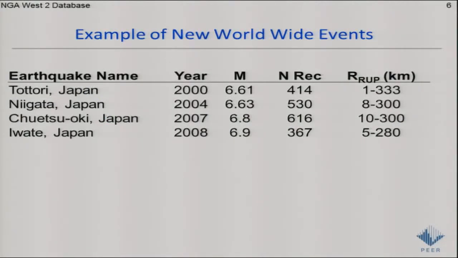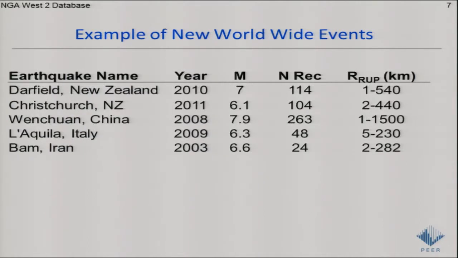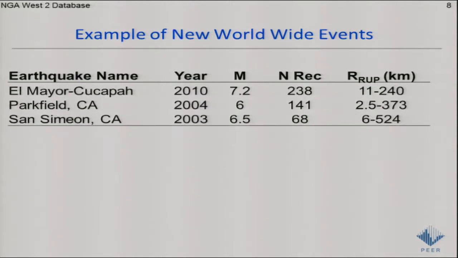Not to reiterate too much, but there was a significant number of stations that are coming from 4 Japan events, with all moderate to large magnitude ranges. There are two significant events in New Zealand. Also in China, there was the large Wenchuan event, but also 64 aftershocks were collected in that data set. And then again, the L'Aquila, and then additional aftershocks in that event, and then 1 event in Iran.